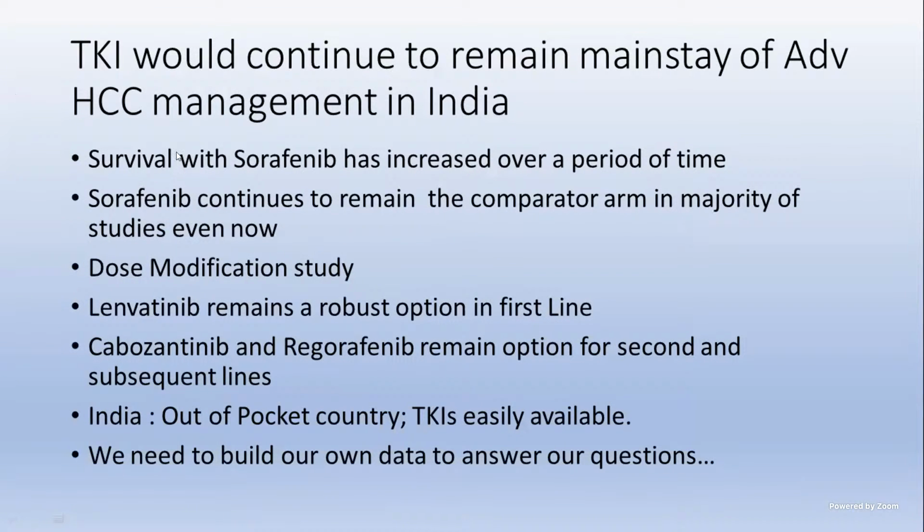Till now, survival with sorafenib has increased over a period of time. Sorafenib continues to remain the comparator arm in the majority of studies even now. Lenvatinib remains a robust first-line TKI option. In the second line, cabozantinib is now coming, and regorafenib remains an option for second and subsequent lines. So we need to build our own data to answer our questions. Thank you so much.